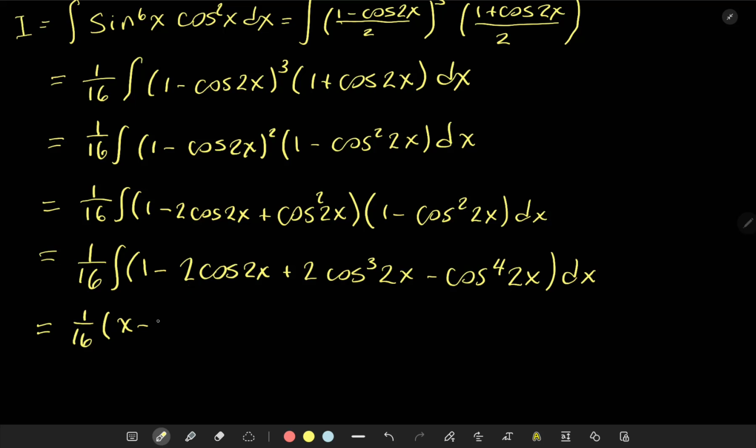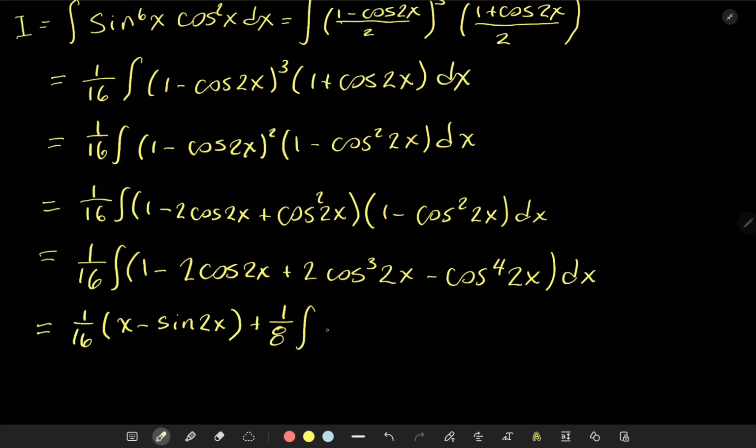So this is just going to be a sine of 2x. So that one we don't have to do too much work. Now this cosine cube, remember, is one of those we're going to have to integrate. So now the 2 and the 1/16 is going to be a 1/8.